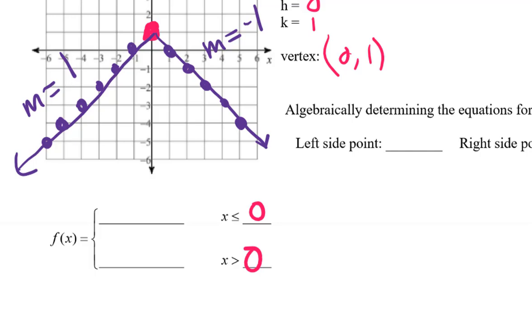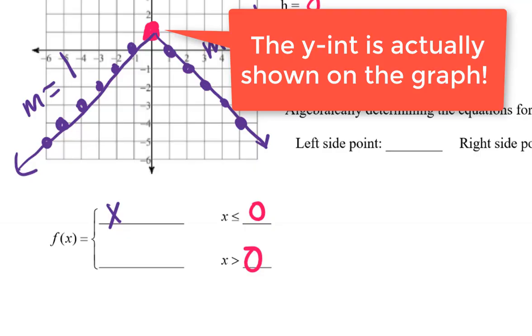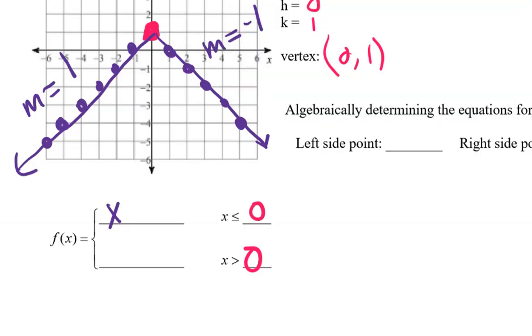So I know my slope on that side is 1, so I'm just going to write x, because we don't write a 1 in front of the x. And then I can tell from the graph, so I just have to look at the graph and I can tell that the y-intercept is right at 0, 1. So since 0, 1 is my y-intercept, that's just going to be +1. So boom, that was easy. I didn't even really have to do anything with that.